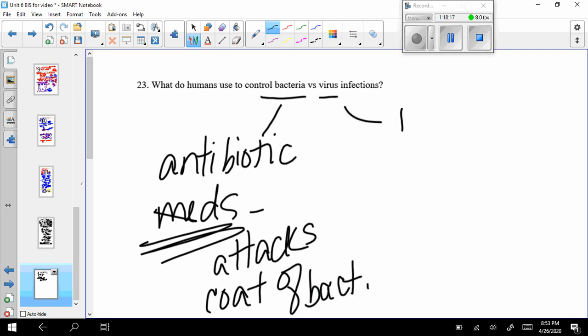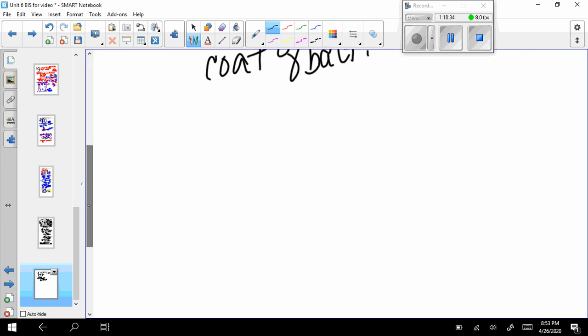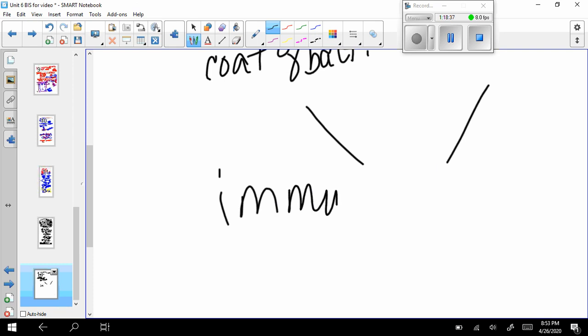If you have a virus, there are no antibiotics for viruses. And that's usually why you just live out a cold. Like you have a cold, which is a virus, and your immune cells work. And so your immune cells are going to work for both of these.